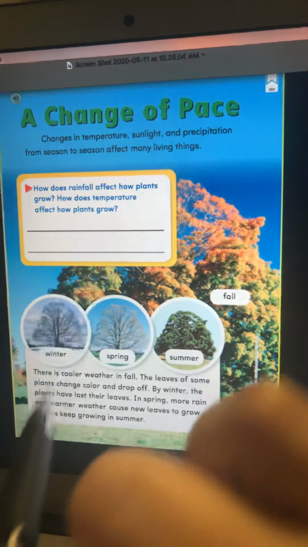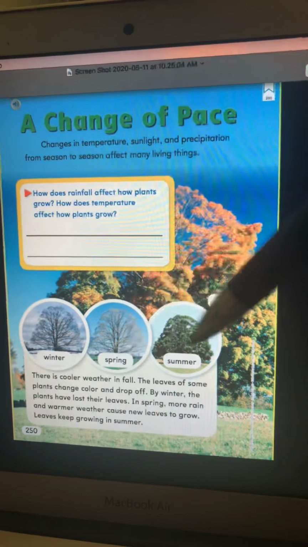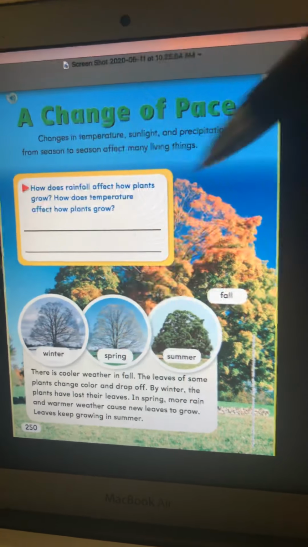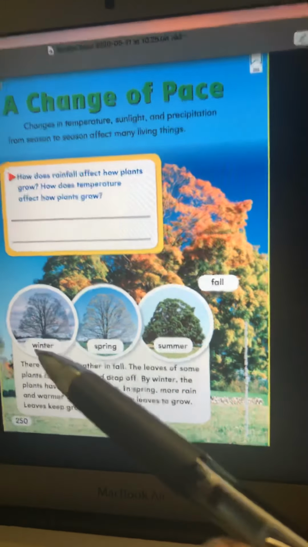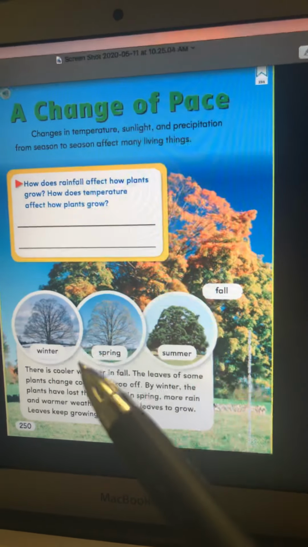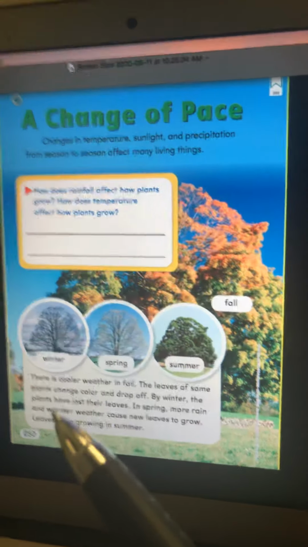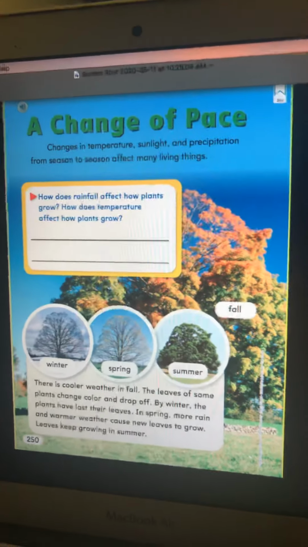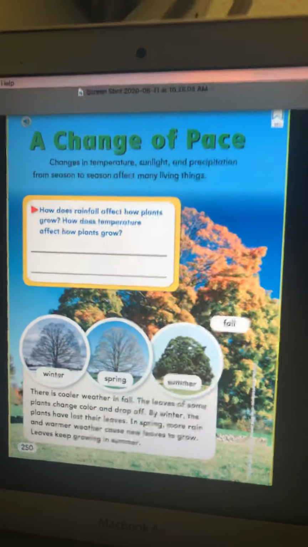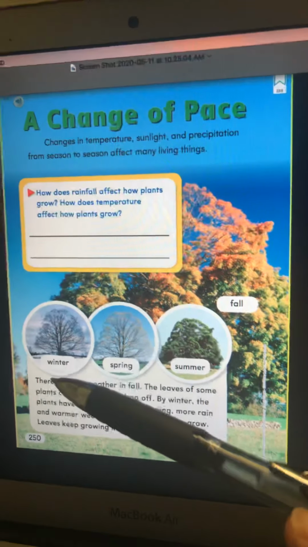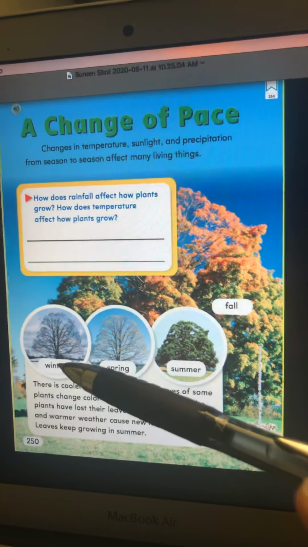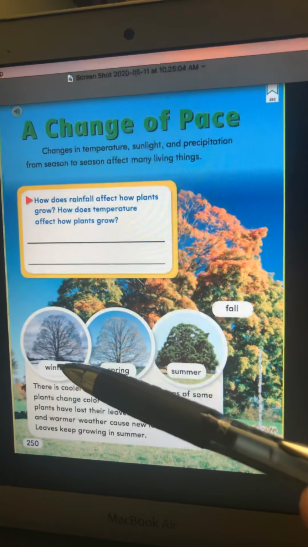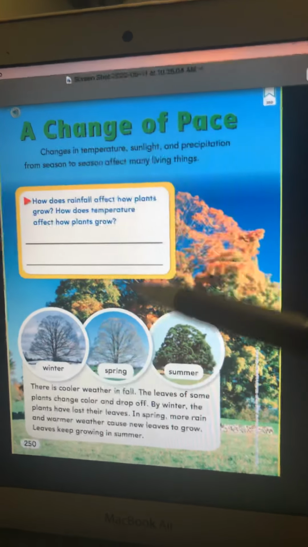How does temperature affect how plants grow? That's our second question. Here we see winter, spring, summer, and fall. We can see that these are photographs, so this is nonfiction text. Winter, spring, summer, and fall are our seasons, okay? So that's what we're talking about, how seasons and weather, and each season has different weather. So in winter it's really cold and there's not very much sun. We do have a lot of snow in terms of precipitation, but it's frozen, so plants can't absorb the water.